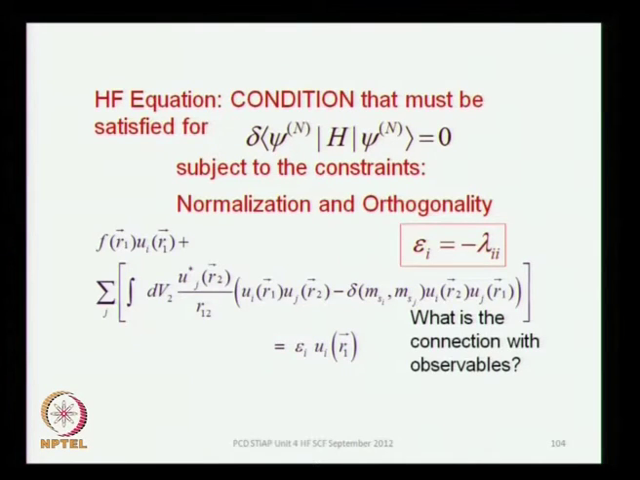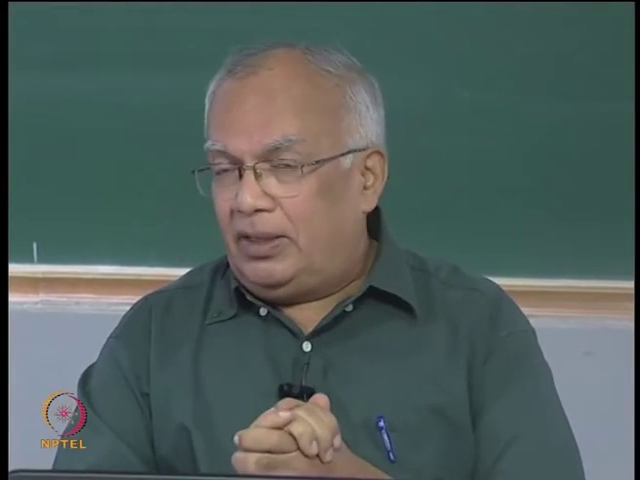Now, we are going to raise these two questions. One is, what is the connection with observables, because after all the whole idea of developing a theory is to connect it to experiments, to observations. That is what physics is about. So, we have done some mathematics. The mathematics that we have done is very elementary. All we have done is variational calculus.